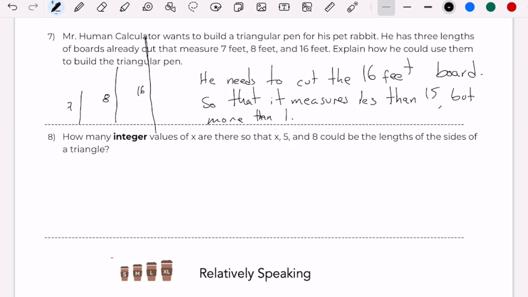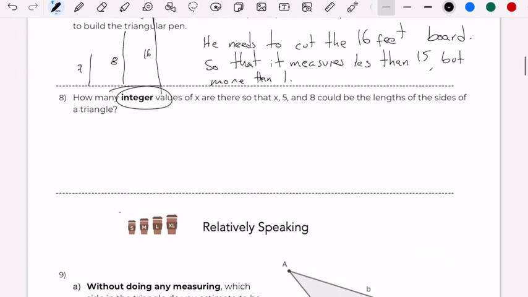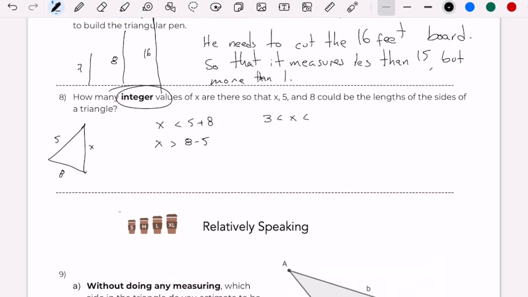Now, in this last problem, I am including a beautiful word, such a great word, the word integer. So again, here we're asking how many integer values could the third side of a triangle be? Because I am talking about the third side of a triangle, I know that x should be smaller than 5 plus 8, and x should be bigger than 8 minus 5. So x should be in between 3 and 13.